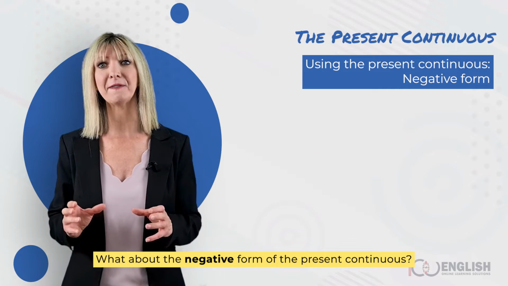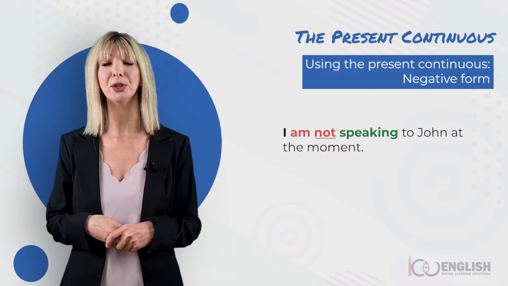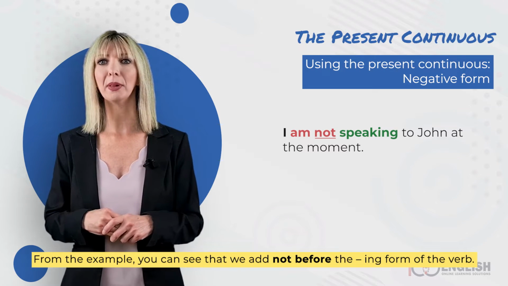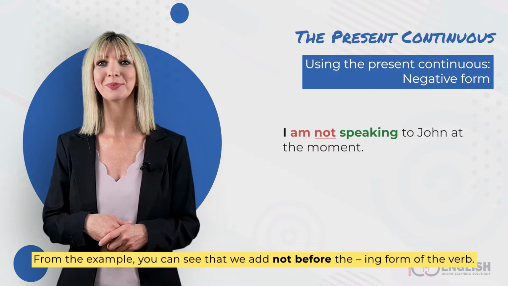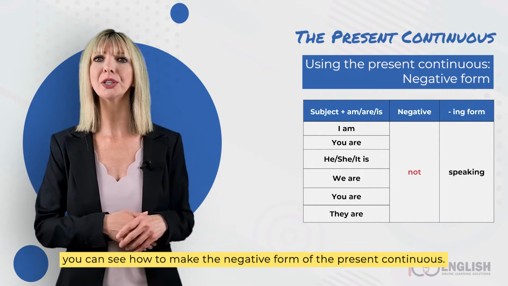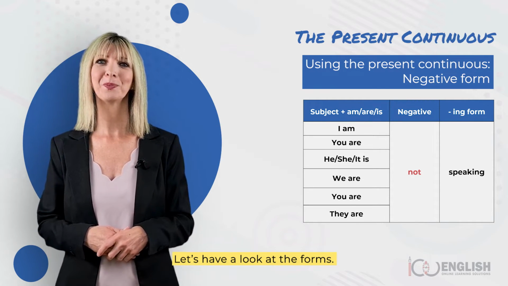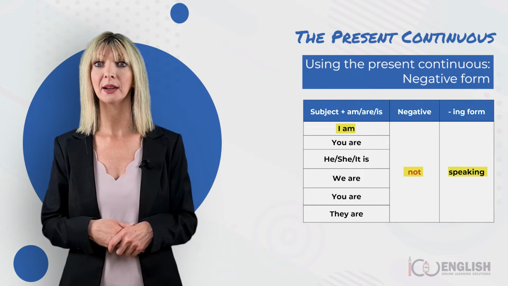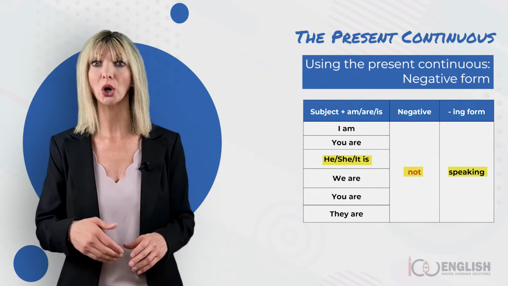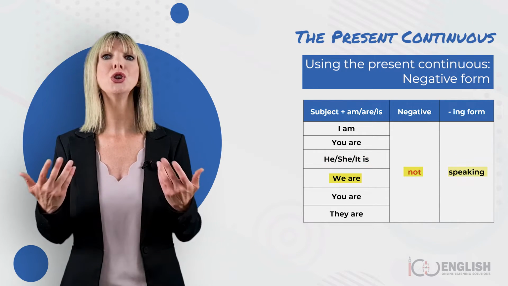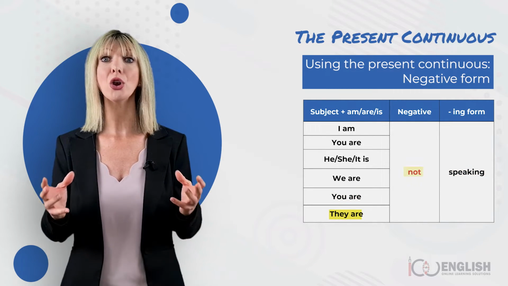What about the negative form of the present continuous? For example, I am not speaking to John at the moment. From the example, you can see that we add not before the ing form of the verb. In the table, you can see how to make the negative form of the present continuous. Let's have a look at the forms. I am not speaking. You are not speaking. He, she, it is not speaking. We are not speaking. You are not speaking. They are not speaking.